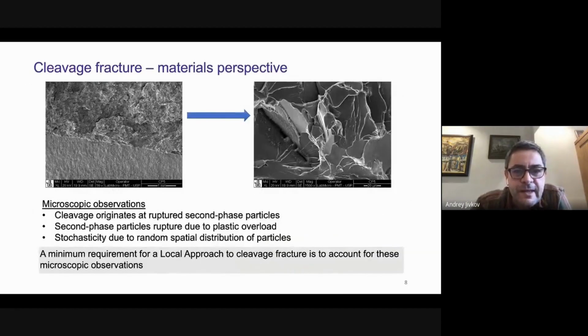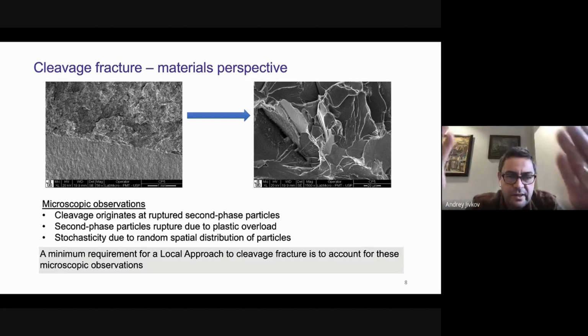problem here. So cleavage fracture, what is known from probably the mid-60s and then 70s, is something that originates at ruptured second phase particles. And these second phase particles, which may be carbides or sulfides, they rupture because they are some sort of a ceramic material, so they are almost very brittle. And then when the plasticity develops in the surrounding matrix, the metal matrix, the particle needs to take the entire strain, and it develops high stresses and it ruptures. So it's called plastic overload. And the stochasticity comes from the fact that these particles are randomly distributed in the material.